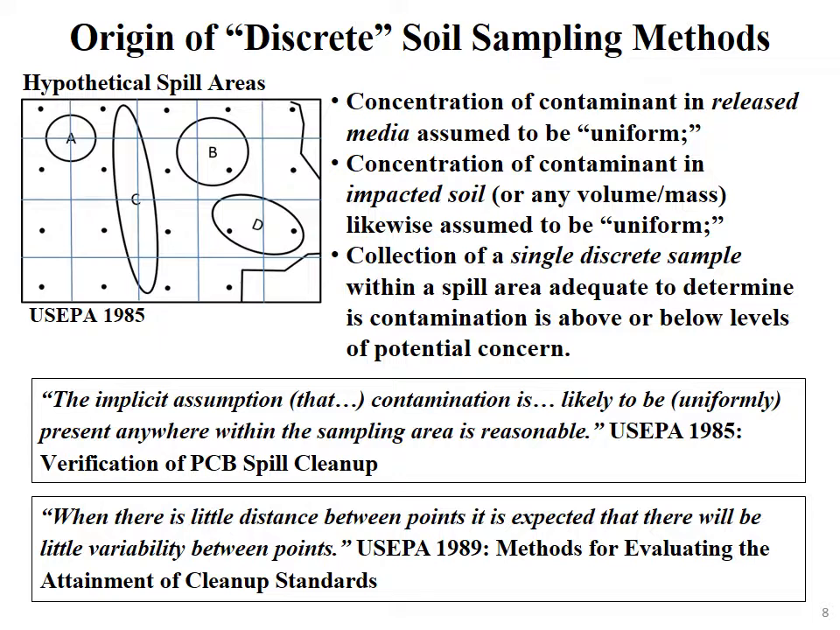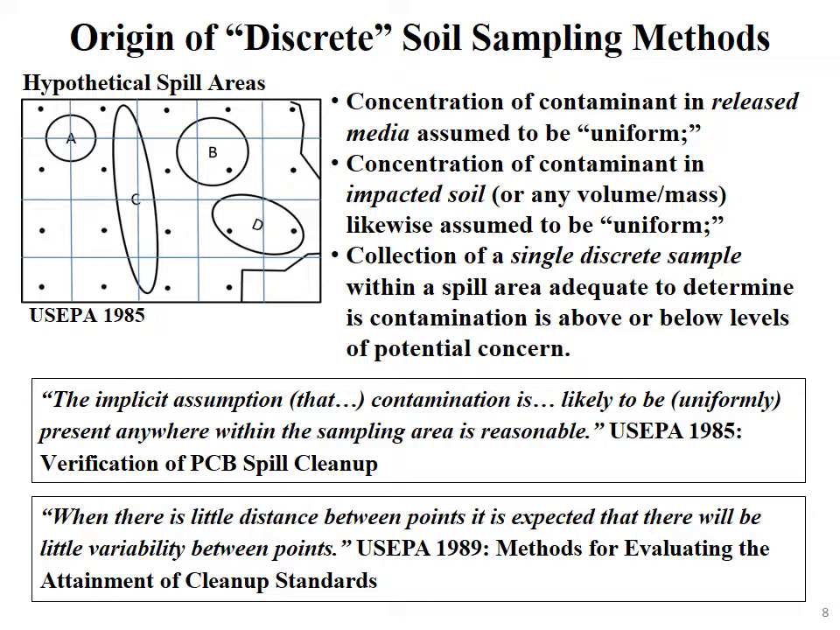They applied this then to soil. So the concentration of a contaminant in impacted soil of any mass, any volume, was likewise assumed to be uniform. This is important because it meant the collection of a single discrete sample within a spill area was adequate to determine if the contamination is above or below screening levels or posed some other potential concern. At that time, it was a reasonable assumption. They didn't have a lot of data to look at, not a lot of co-located samples and such.